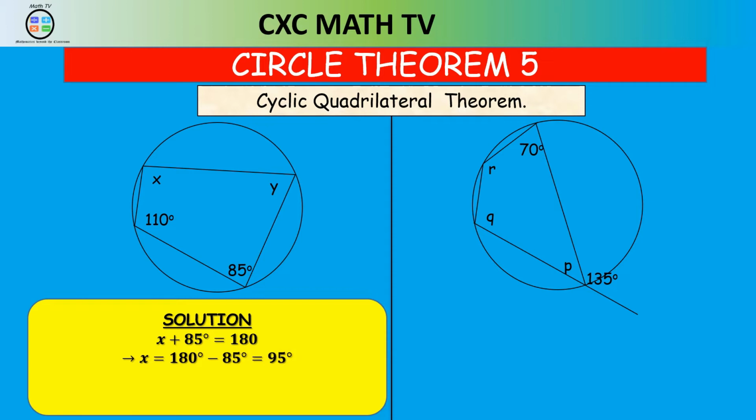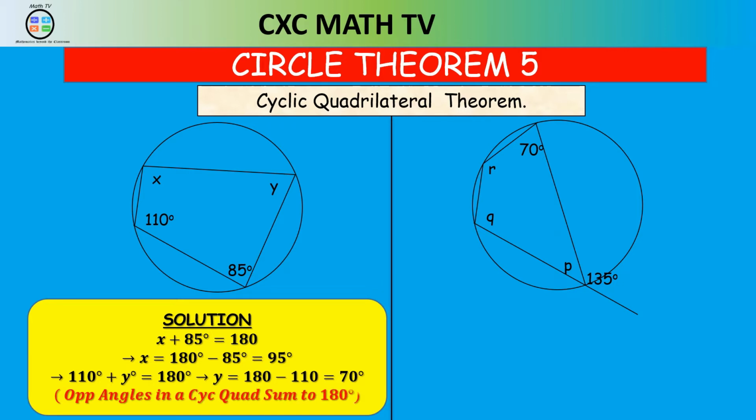Likewise, 110 plus y is 180. So y is 180 minus 110, which is 70 degrees. That's because opposite angles in a cyclic quad sum to 180. Let's go to the right.